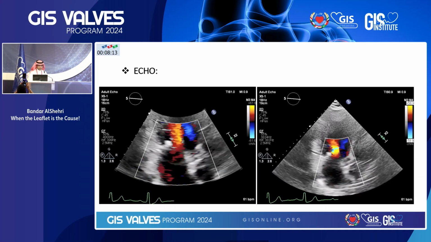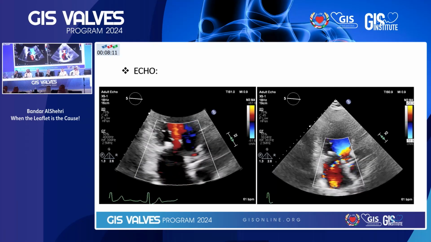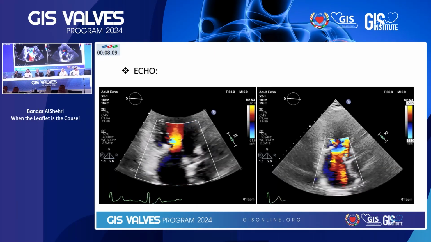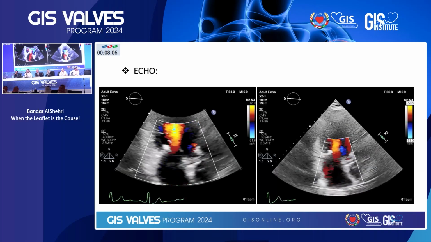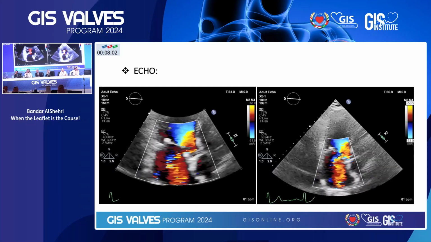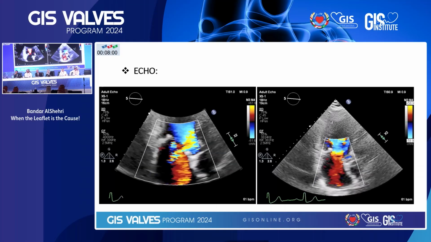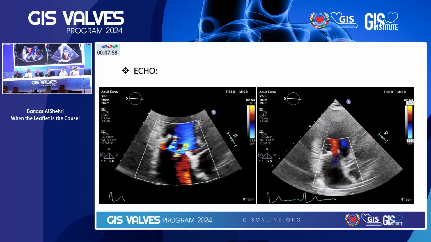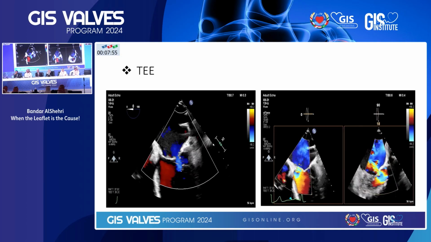You can see on the echo that there is severe mitral regurgitation that's quite eccentric, going posteriorly. You can interestingly see that the flow acceleration is at the LVOT, almost at the body of the base of the anterior mitral valve leaflet. Okay. And this is the transesophageal echo.